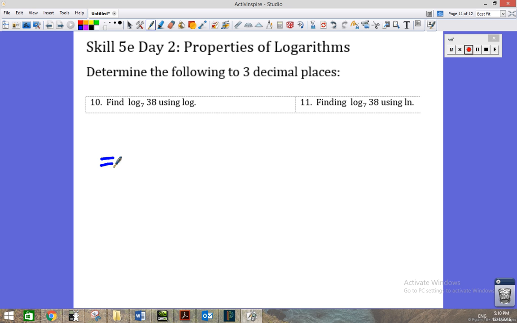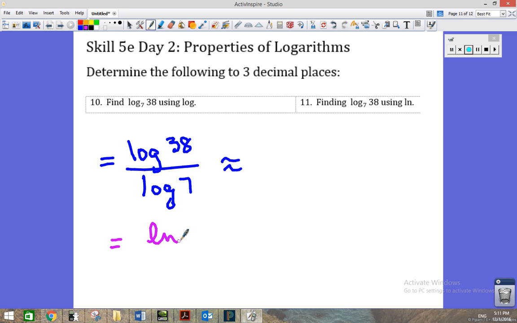That's what I've been doing on most of these. So it wants me to take the log of 38 and divide it by the log of 7. And I've already set the calculator to round to 3 decimals. Now, over here for number 11, it wants me to do the same problem, only using the natural logarithm. So it's just really wanting to emphasize that these ratios are going to give me the same answer. So let's illustrate that on the calculator.